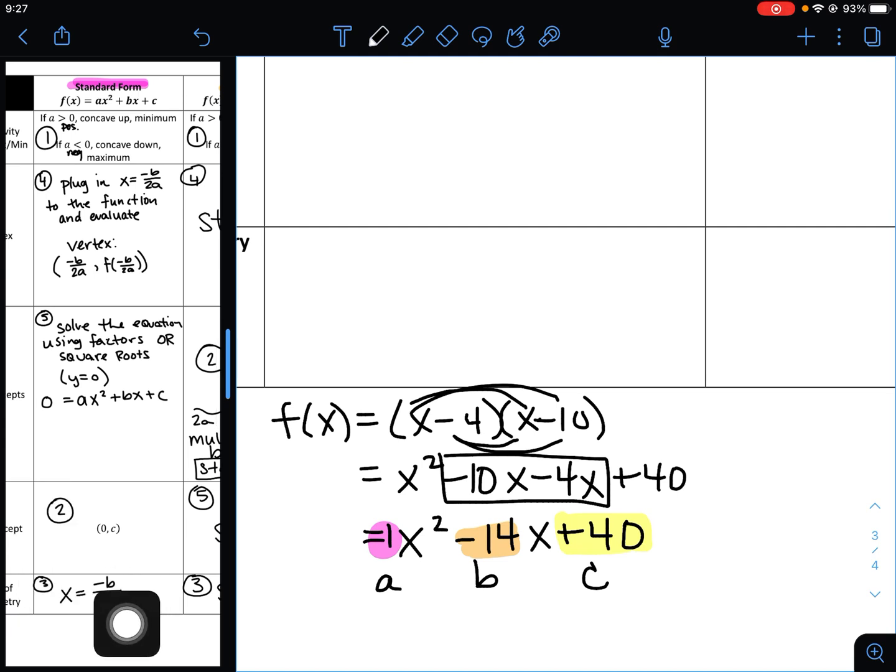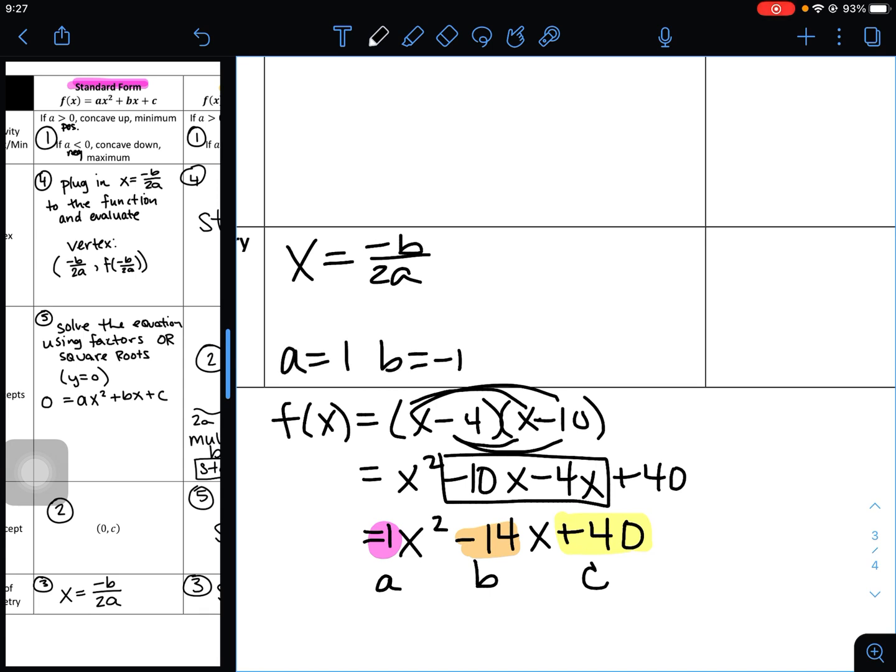So we're on step 3 now. We're going to find that axis of symmetry. The equation x equals opposite b over 2a is exactly what we need. For this function, a is equal to 1, b is equal to negative 14. So I'll substitute those values back in. The opposite of negative 14 is positive 14. So that's equal to 14 over 2 times a, which is 1.